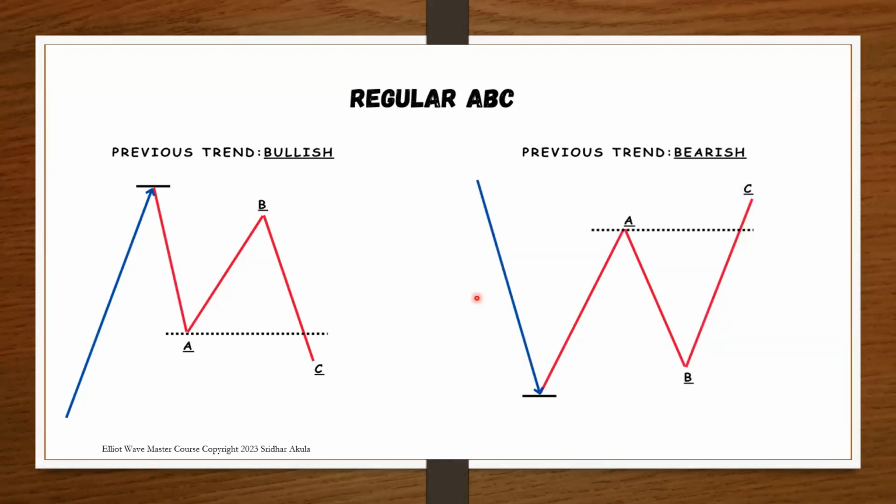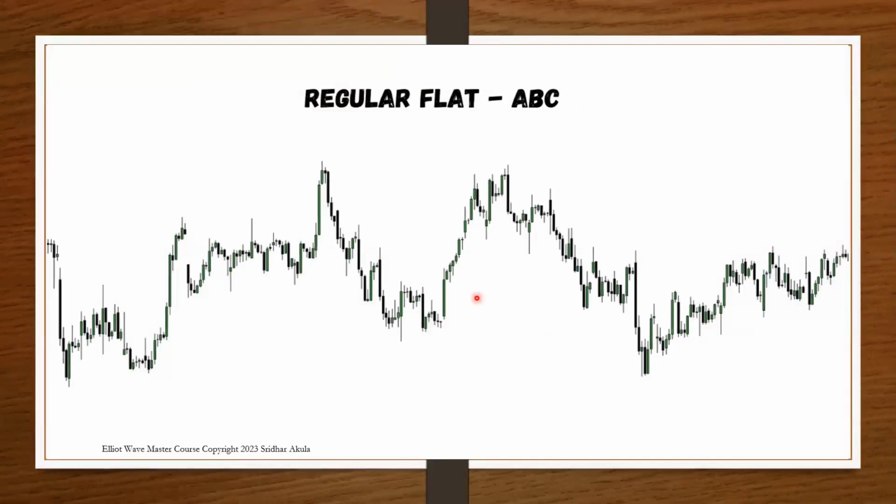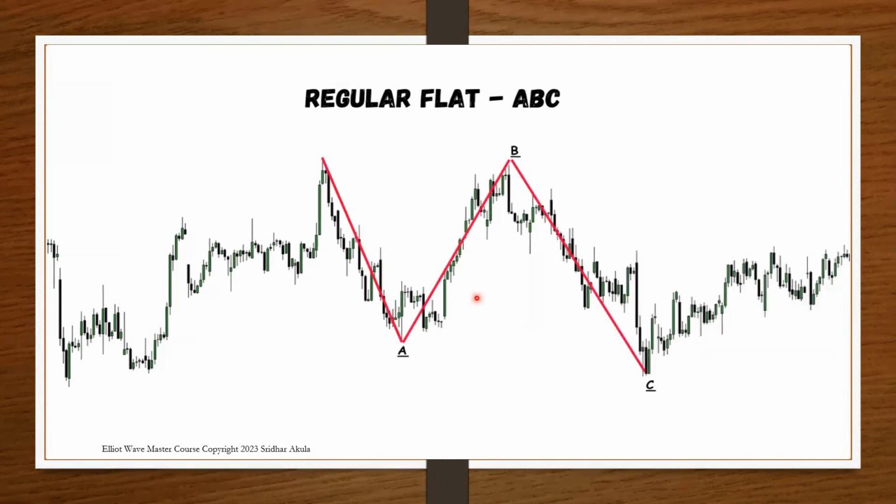The next pattern we are going to see of ABC is called an irregular flat pattern. This is called a regular flat pattern. So flat, in the name itself, is a complete sideways correction. Now this has an important gem which I'll share with you. First, you have to understand what is happening here.